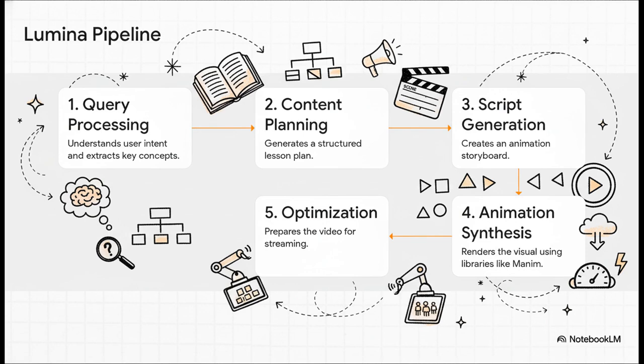So how does this magic actually work? Well, it's a pretty slick 5-step pipeline. First, the AI figures out what you're actually asking. Then it plans out a little lesson. From there, it actually writes a script for the animation, then it builds the visual itself, and finally, it optimizes it so you can stream it instantly. It's like having a tiny, super-fast animation studio in your pocket.